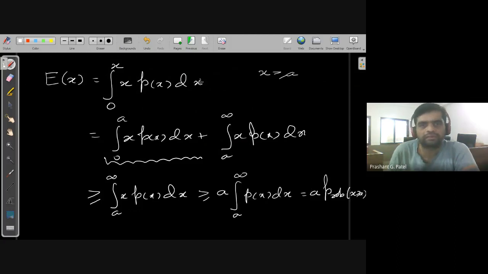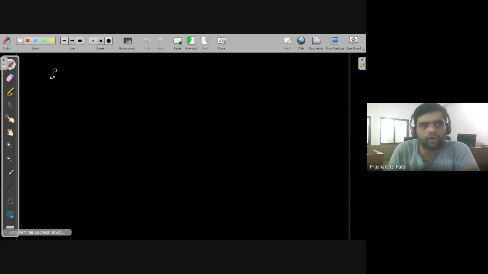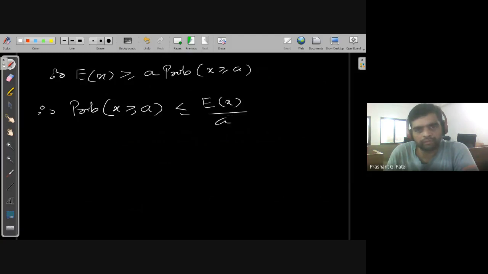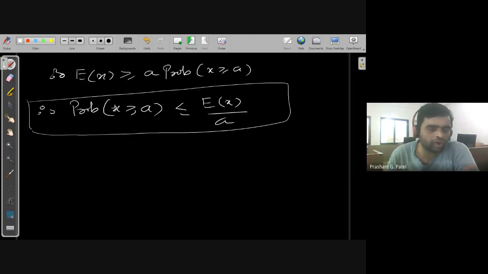So that proves that what we have achieved is that the expected value of x is greater than or equal to a into the probability of x greater than or equal to a, and that leads to our inequality: the probability of x greater than or equal to a is less than or equal to the expected value of x upon a. This is known as Markov's inequality for a non-negative random variable.